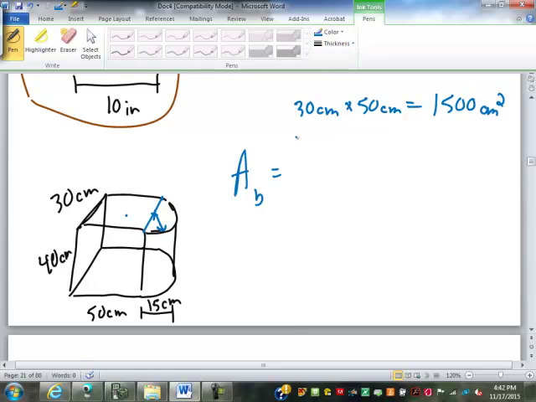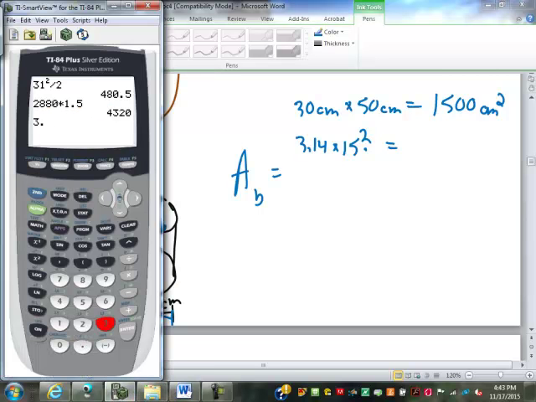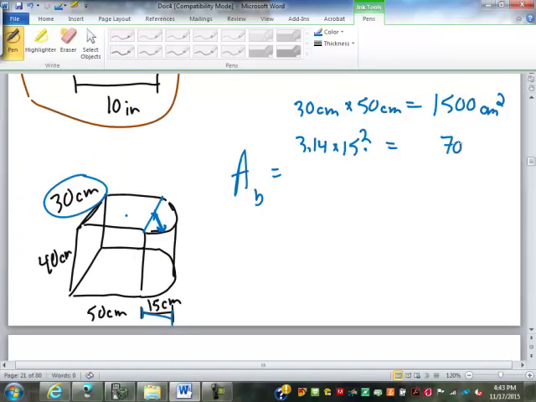The half circle is pi times 15 squared, because the radius is 15, half of the 30. I also gave it to you down here. So pi times 225 is 706.5, you see? You got it, 706.5 centimeters squared. So that means the area of our base here is 2206.5 centimeters squared.